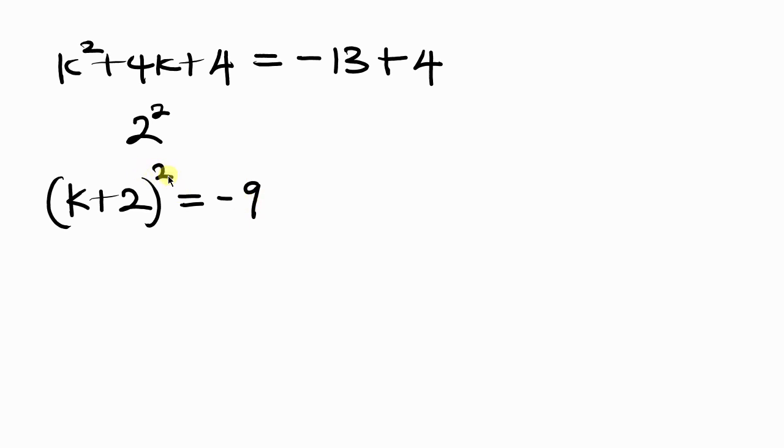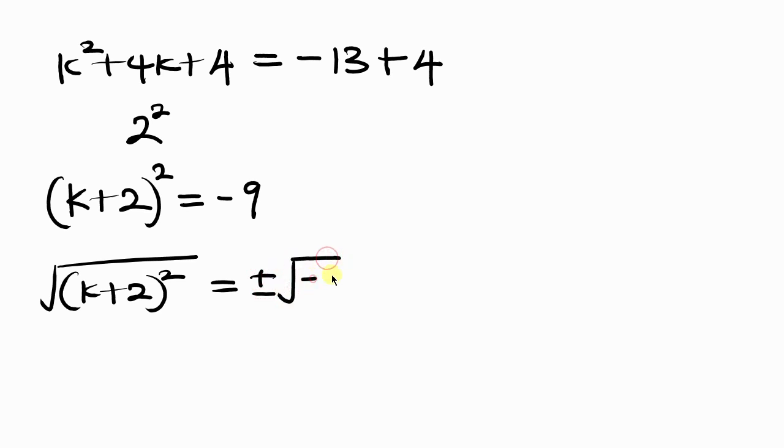Now to get rid of this square, we take the square root of both sides. So I'll take the square root of k plus 2 all squared. This is equal to plus or minus the square root of negative 9. So the square root cancels out the square, leaving behind k plus 2 to be equal to plus or minus the square root of negative 9. Well, since we have a negative inside the square root, we leave the real numbers. It now becomes a complex number. The square root of 9 ordinarily or naturally is 3. But because of this negative, it becomes 3i.